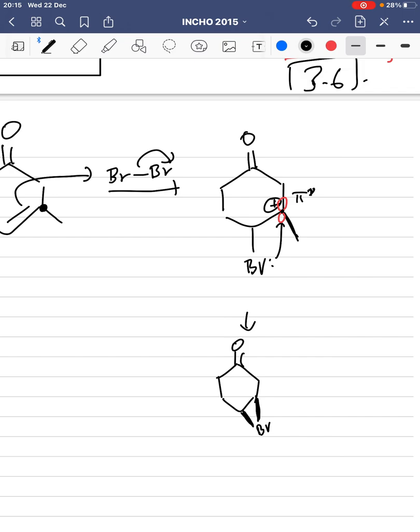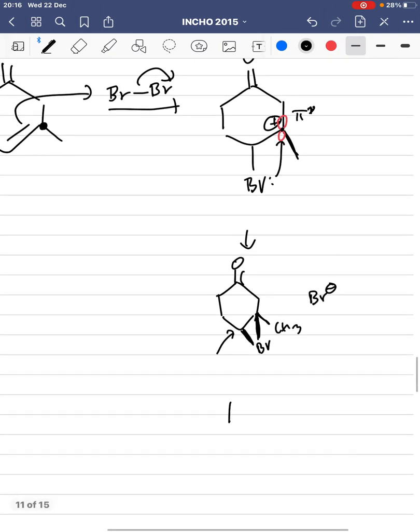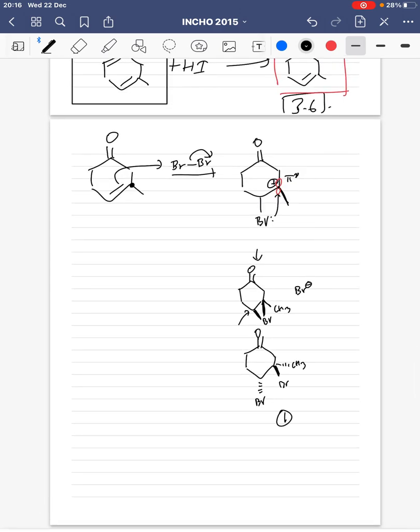Suppose it's in the outer plane coming towards the viewer, and CH3 is here. So the only option for Br minus to attack is from the back, so this would neutralize the positive charge there, and Br minus would attack from here, and it would open the ring. So the structure we get is this. Br attacks from the back side, so it would be away from the viewer, and this can be one of the compounds. So this was the stereochemistry of this molecule.